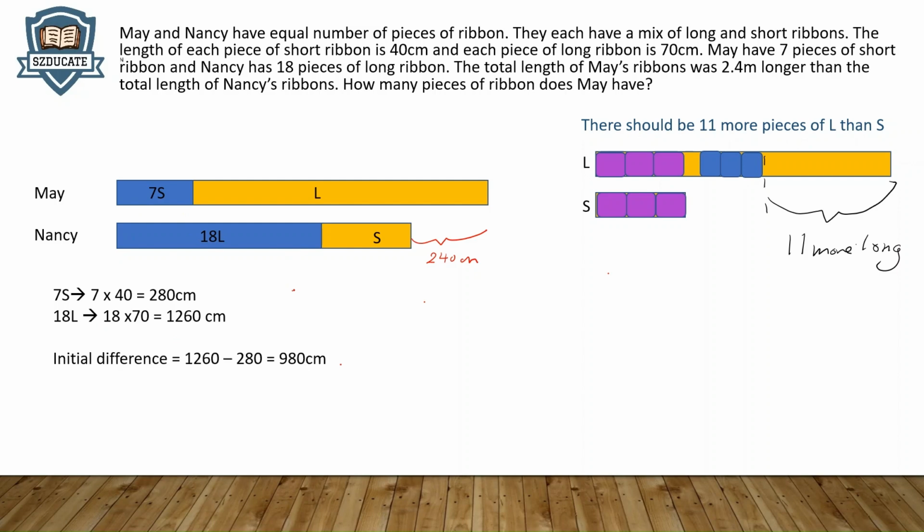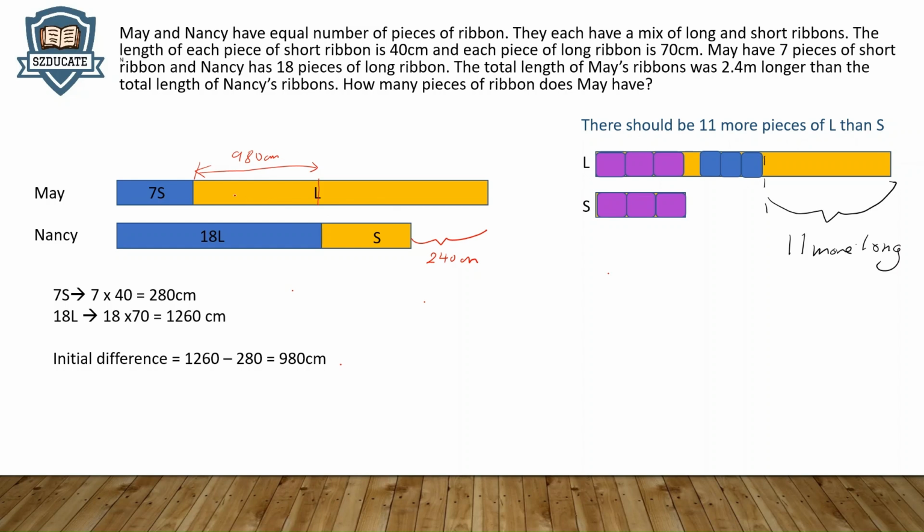And we want to first find the initial difference. What is this 980? 1260 minus 280 is 980. What does this 980 represent? 980 is this section from here to here. Okay, I think this part is no issue for you.